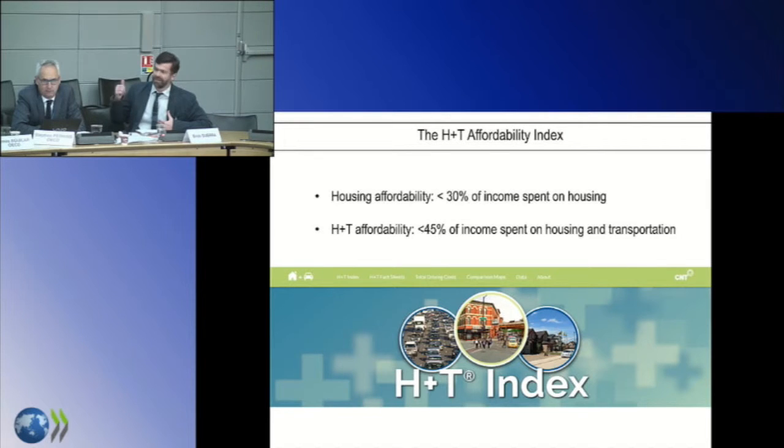So there's a popular saying, a week's wages for a month's rent. So that was essentially, as a worker, you should have a right to your housing based on work, spending a quarter of your income. That's increased over time. So the H plus T Affordability Index essentially accounts for transportation costs as well. So a neighborhood is considered affordable, or a house is considered affordable, if a household spends 45% or less of its income on housing and transportation.